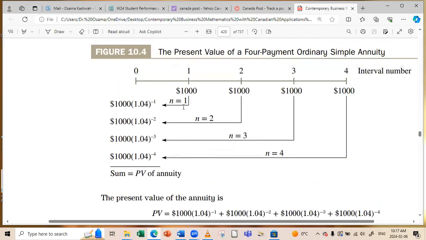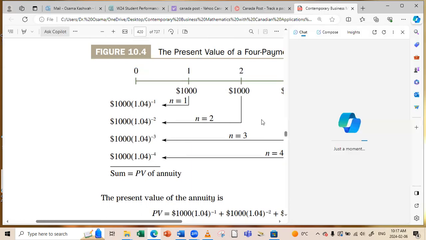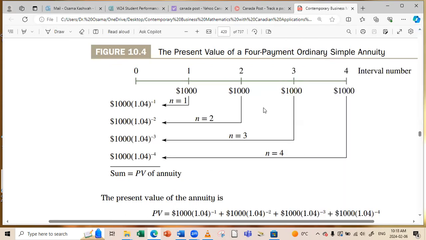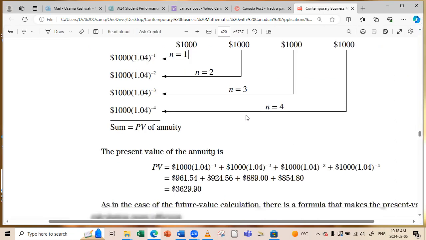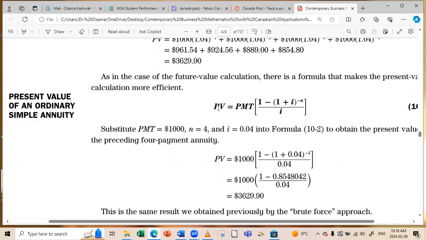But since this is an annuity, and the annuity here is similar, which is $1,000. And it's ordinary, which means at the end of the year, because it's at the end of the first year, and at the end of the second year, and at the end of the third year, and at the end of the fourth year. As long as it's at the end of the period, that means I can use the formula of the ordinary annuities.